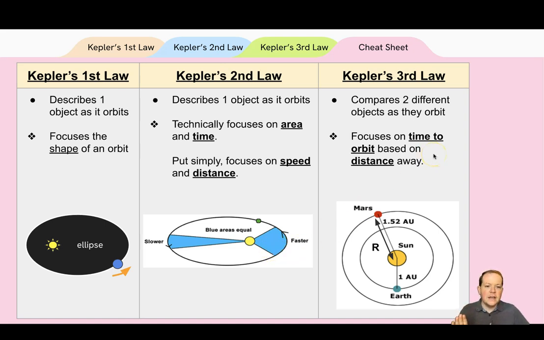The third law is comparing 2 different orbiting things. Notice this bullet point is different from these 2. It focuses on how much time it takes a planet to orbit, and how much time it takes is based on how far away that planet, or that thing orbiting the sun or star, is.